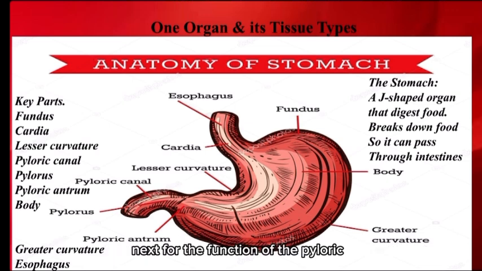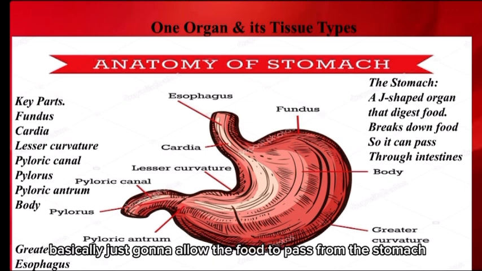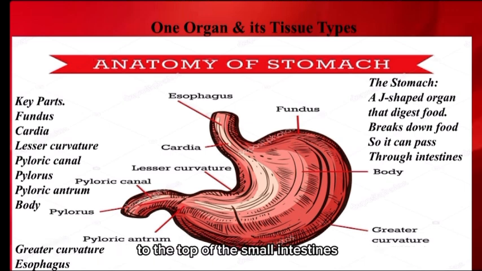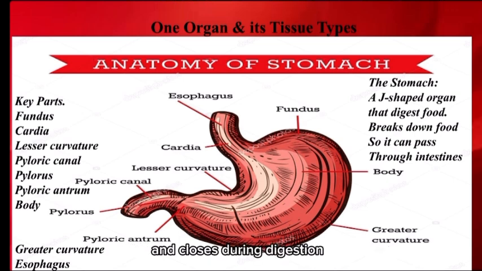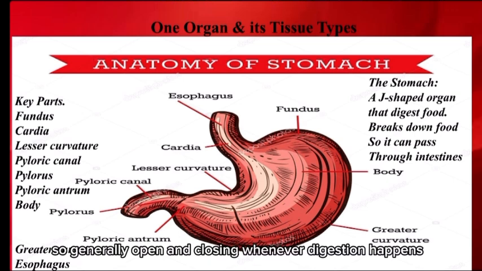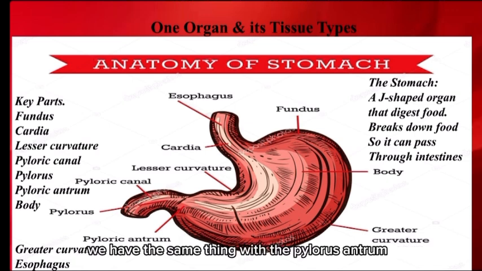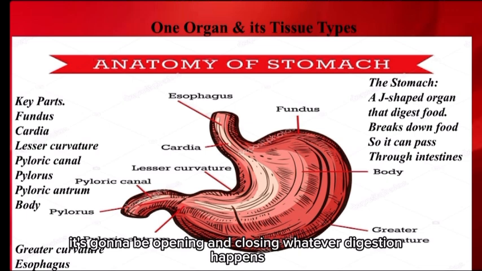Next, the function of the pyloric canal is basically just going to allow the food to pass from the stomach to the top of the small intestines. So it's just letting the food pass through it. Next, we have the pylorus, which is basically like a valve that is opening and closing during digestion. So it's going to be opening and closing whenever digestion happens. We have the same thing with the pyloric antrum, which is going to be doing the same thing. It's going to be opening and closing whenever digestion happens.